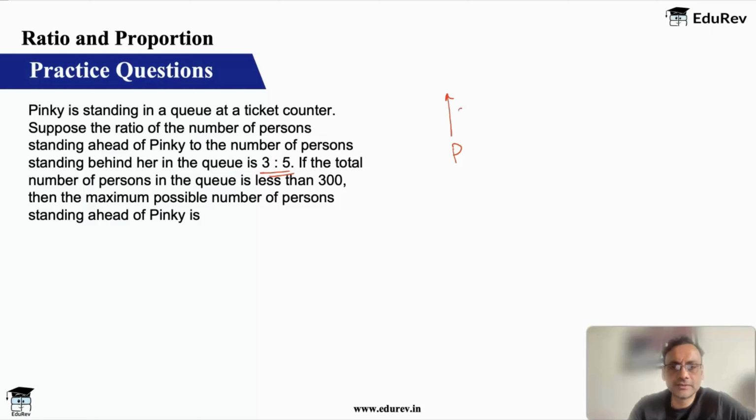Ahead of her, there are 3x people. Behind her, there are 5x people. So the total number of people including Pinky is 8x plus 1. Remember this plus 1 because Pinky also has to be counted.